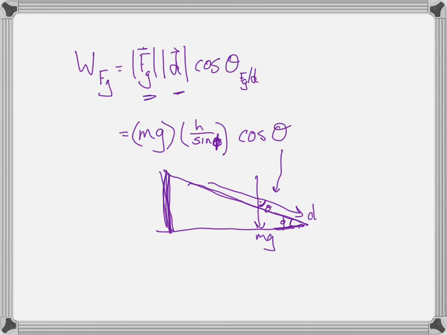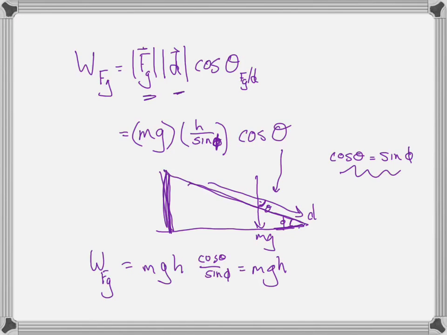And do a little bit of geometry and you will find that the cosine of theta is equal to the sine of phi. That is true. So therefore, what is the work done by the gravitational force? The work done by the gravitational force is mg h times the cosine of theta over the sine of phi. But we found out they're the same thing. So it's just mgh.